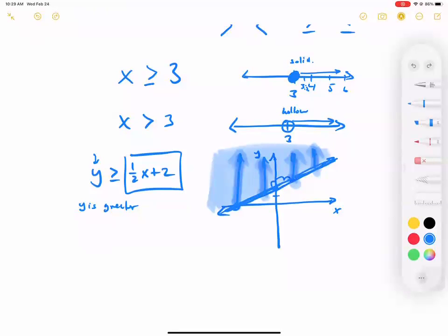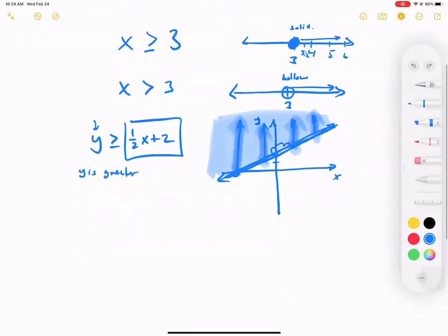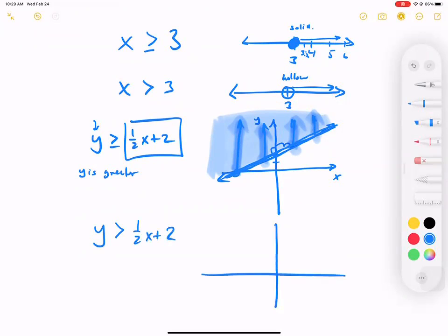Okay. So I'm going to change this graph slightly. I'm going to say the same thing. Y is, let's use greater than, not equal to, and then we're going to draw the same equation here, 1/2 x plus 2. And we'll see that this graph looks almost exactly the same.